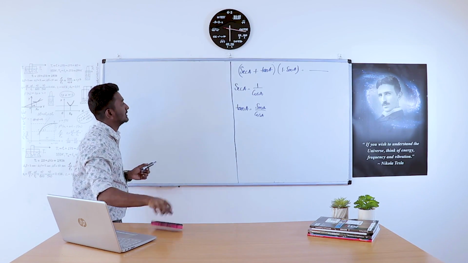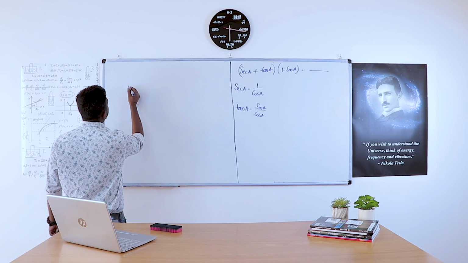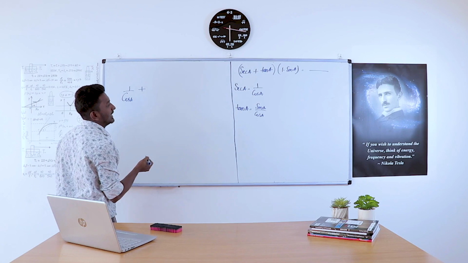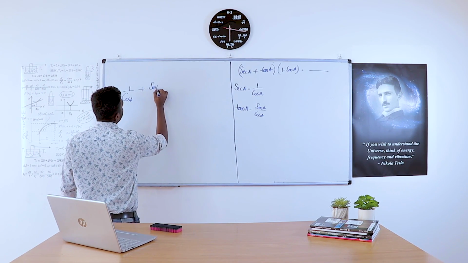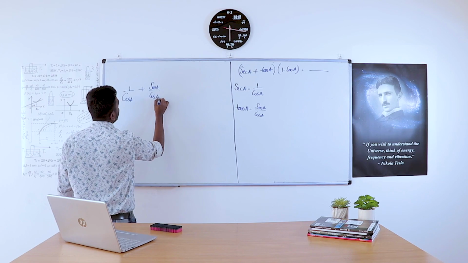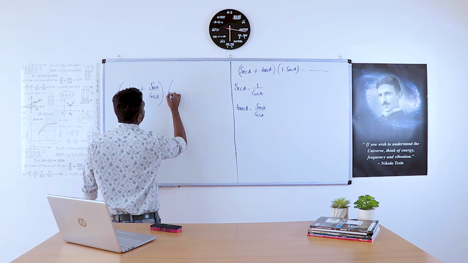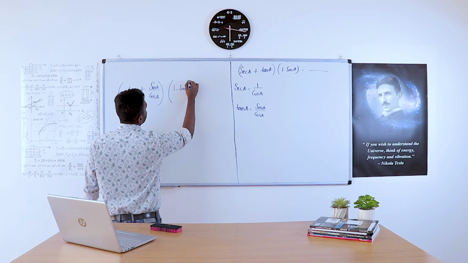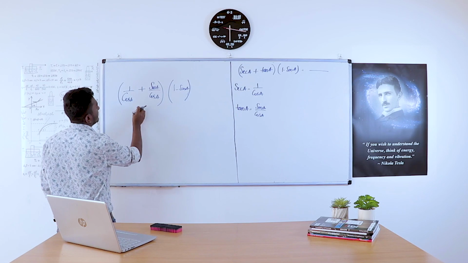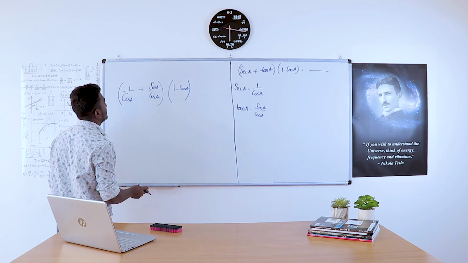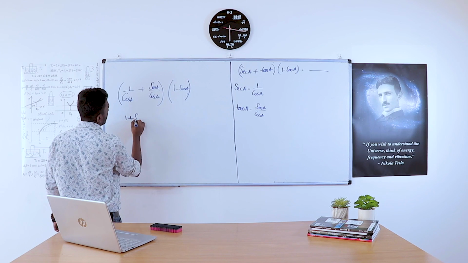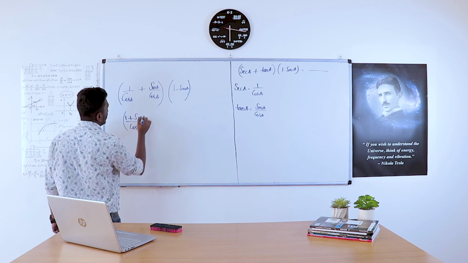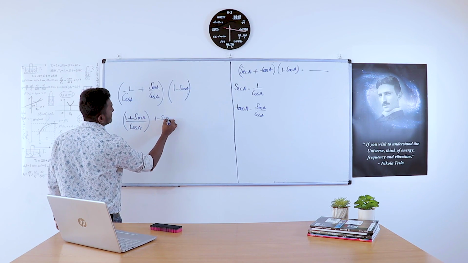What we get? In place of sec A, I am writing 1 by cos A plus, in place of tan A, I am writing sin A by cos A, into (1 minus sin A), that we need to find. So here both the denominators are the same, cos A. So we can write (1 plus sin A) by cos A into (1 minus sin A).